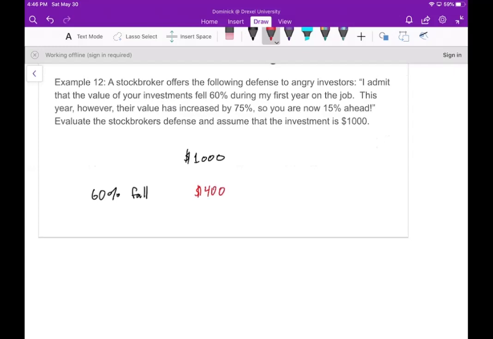But then if you increase this by 75%, that means that you're taking 400 times 1.75. And if we do that, let's just take a minute and calculate it, 400 times 1.75, we're going to only end up with 700. And again, that's because of the shifting reference values. In this one, your reference value is 1,000.